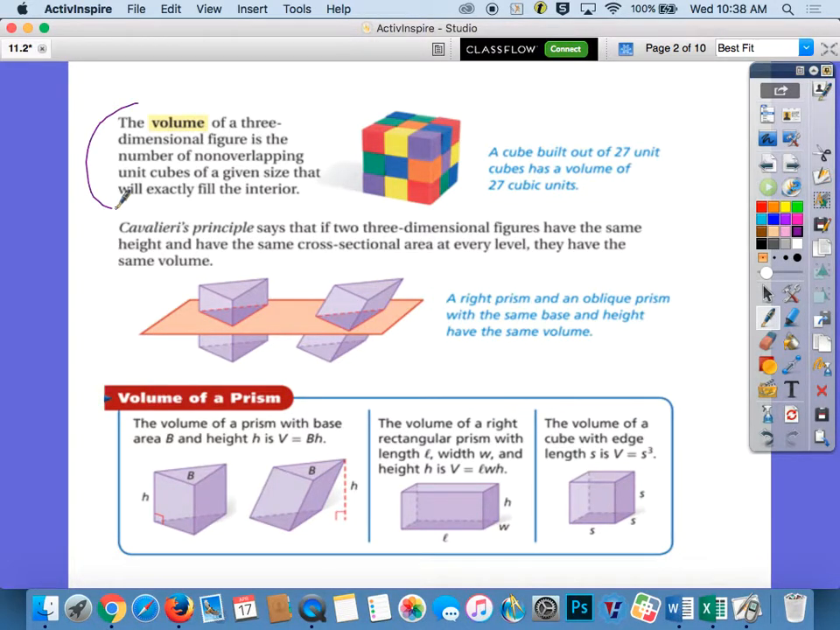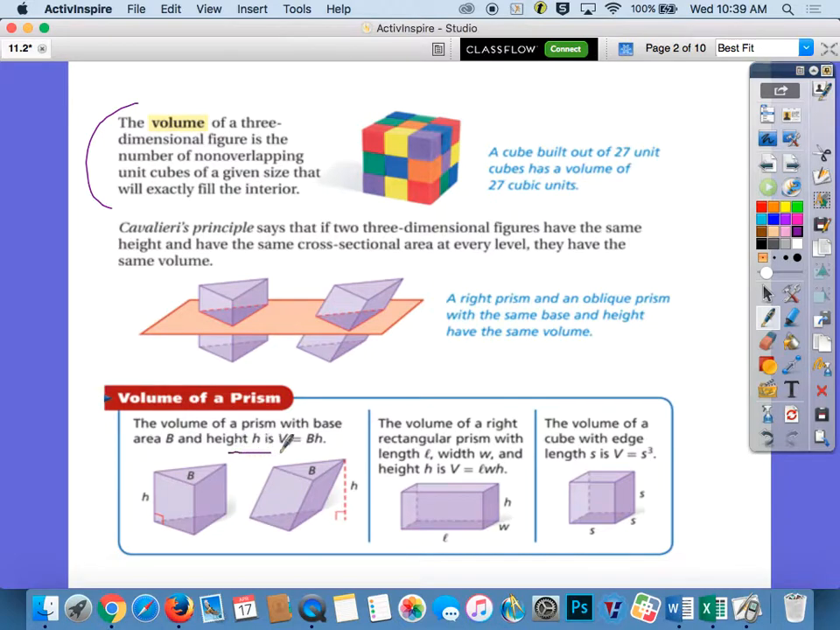So a quick reminder, volume of a 3D figure is the number of non-overlapping unit cubes. You've heard this before. Area is your unit squares that you can put down, and volume is how many cubes you can put into the interior of a solid. Cavalieri's principle basically says that if you have two 3D figures, whether it's straight up and down or slanted, if they have the same height and the cross section all the way up has the same area, then they're going to have the same volume.